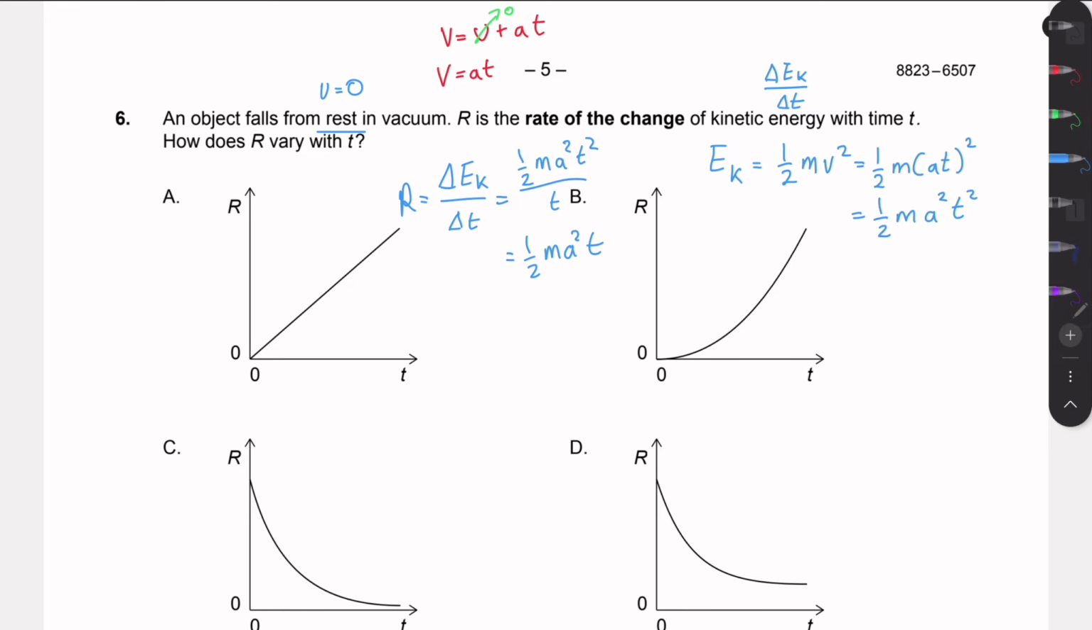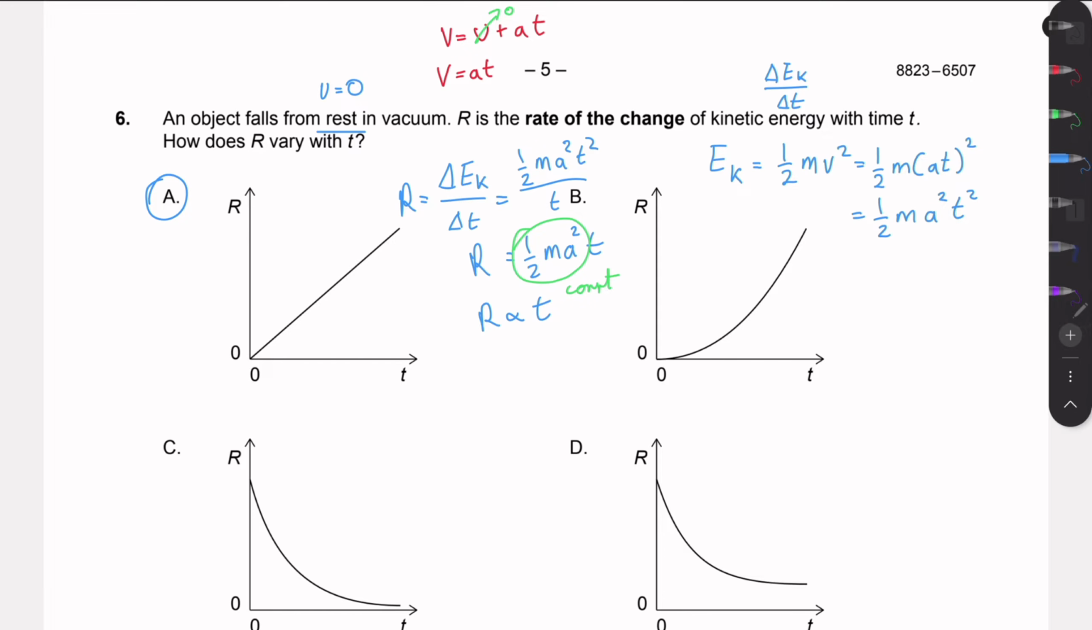Now this is not the complete correct way to solve it, although it will give you the answer. It will give you that R is proportional to just t, as this 1/2 m a squared is just a constant that can be thought of as like the slope of this line, and we just have a linear relationship here, so the answer will be A.